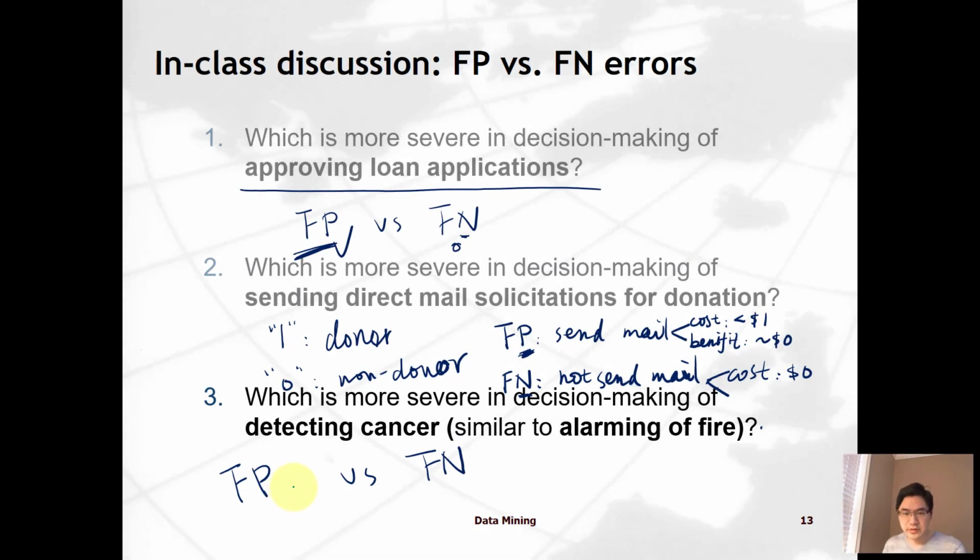Now, in the case of a medical diagnosis or fire alarm, in fact, false negative would be more severe, and here's why. The primary case here would be referring to fire or disease. And so in this case, the primary outcome is not a desirable outcome.